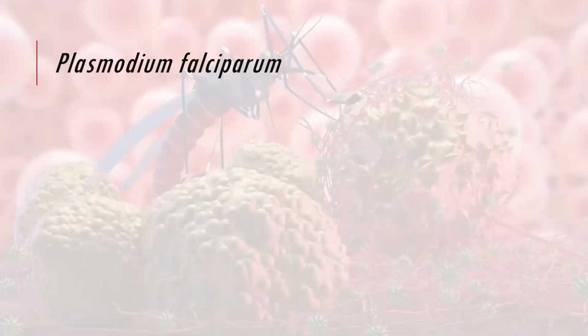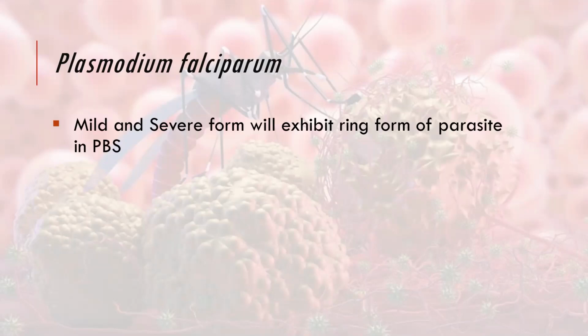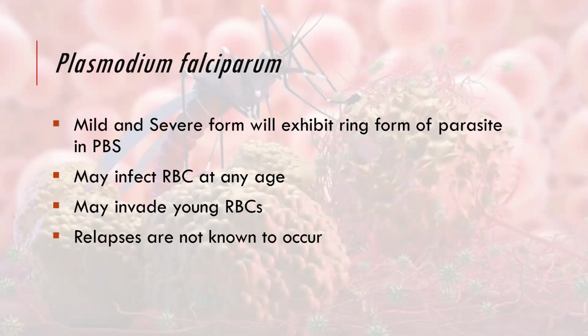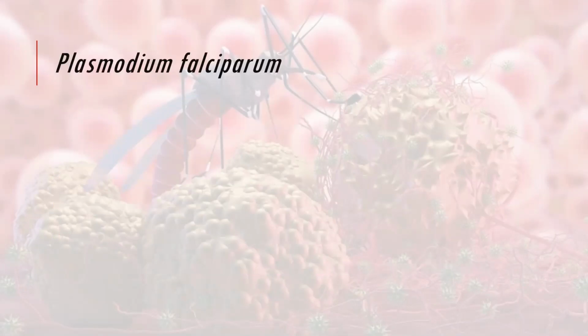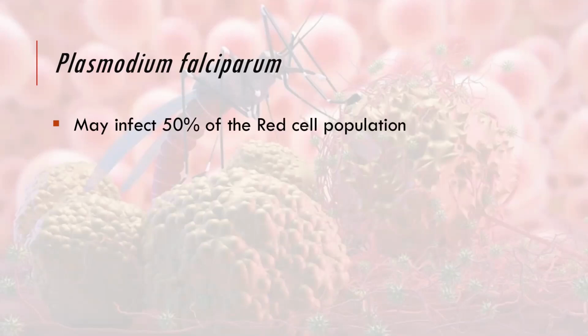And we are down to the last one, Plasmodium falciparum. Mild and severe forms will exhibit the ring form of the malarial parasite in the peripheral bloodstream. May infect RBCs at any age, young or adult. Relapse is not known to occur. Yun nga lang, deadliest pero walang relapse, unlike the other ones. Hypnozoites are not produced in the liver cells of the host. Walang dormant liver cells. Okay? What else? 50% of the red cell population may be invaded.